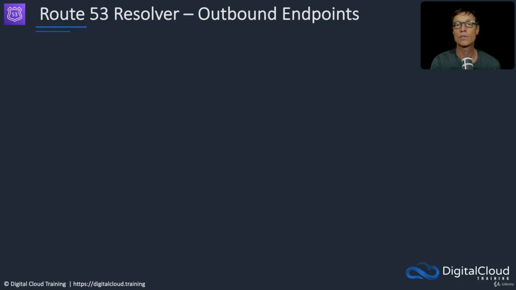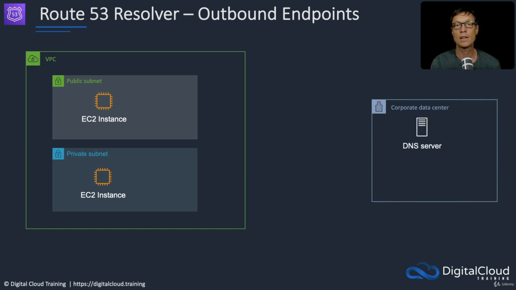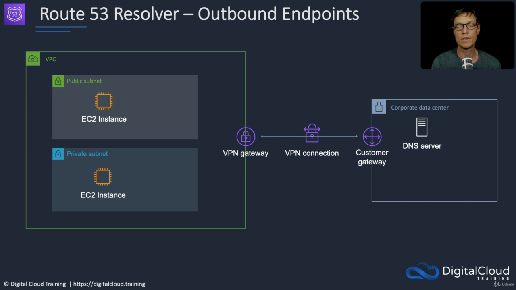We have a couple of different types of resolver. We've got the outbound endpoint. So here we have a VPC. We've got a couple of subnets with instances, and then we've got our corporate data center. In our data center, we have a DNS server, and we've got a VPN connecting the corporate data center with our VPC. So there's an encrypted connection between those two entities.